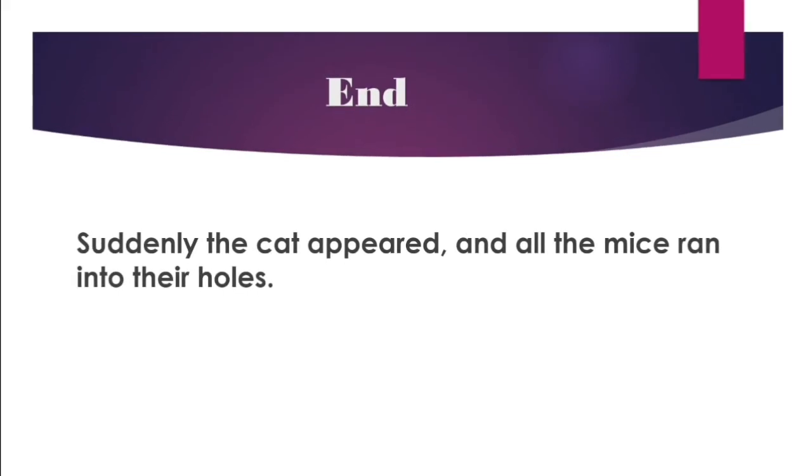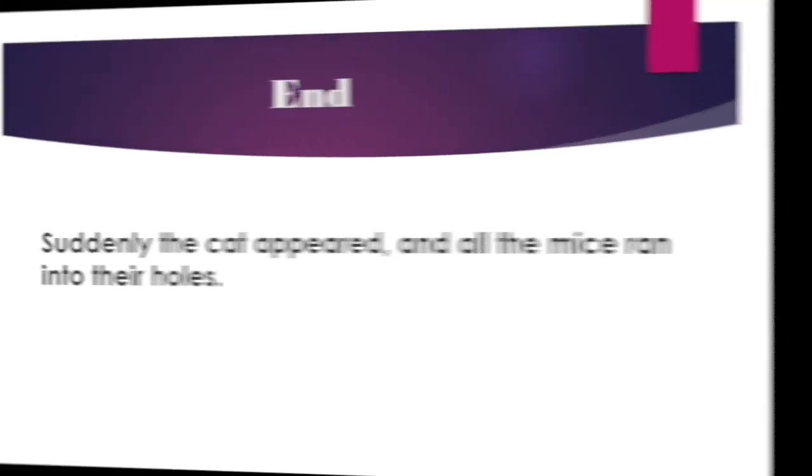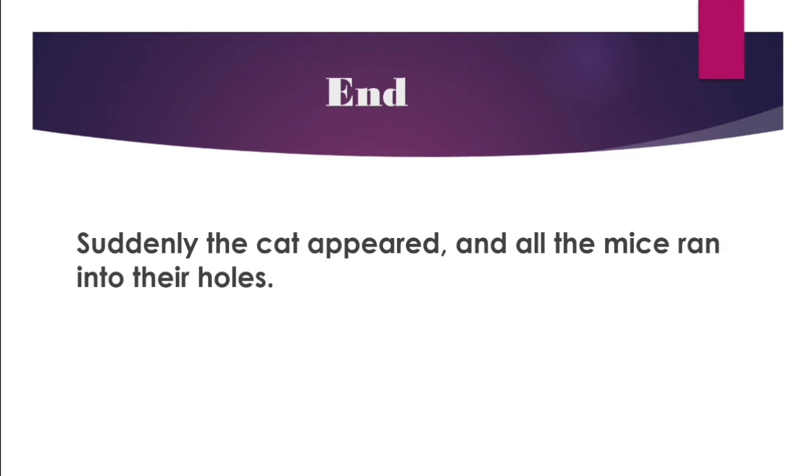Now this is going to be the end or the conclusion of the story. Suddenly the cat appeared and all the mice ran into their holes. That is how we started a story, how we wrote the middle part of the story, and then how we came to the conclusion or the end of the story.